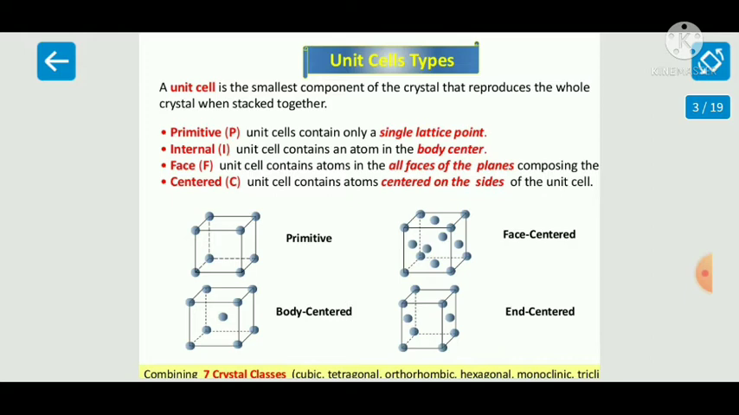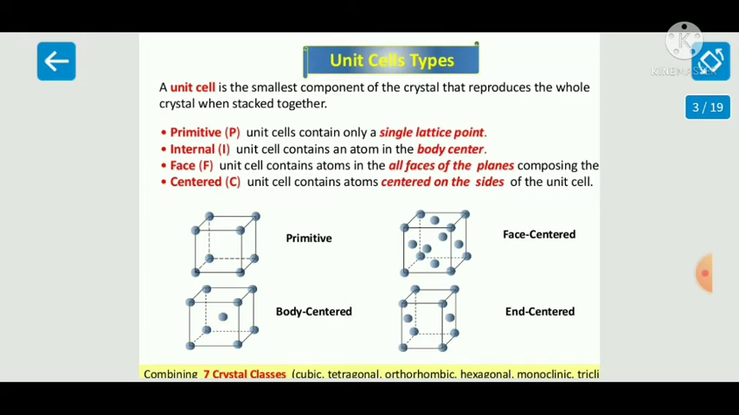P is primitive: the unit cell contains only a single lattice point. I is internal, or body centered: the unit cell contains an atom in the body center. F is face centered: the unit cell contains atoms in all faces. C is end centered: the unit cell contains atoms at the centers of the sides of the unit cell. So these are the four types: primitive, body centered, face centered, and end centered.